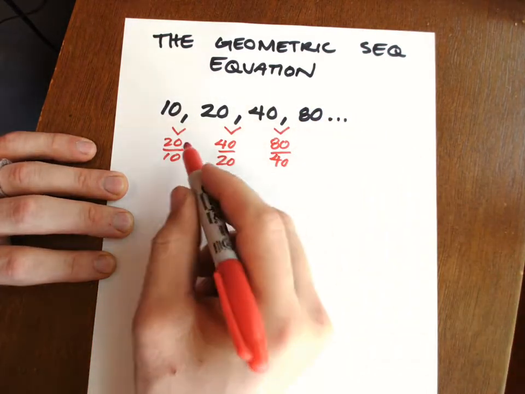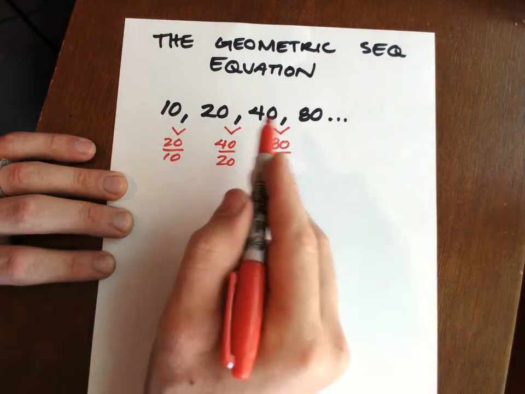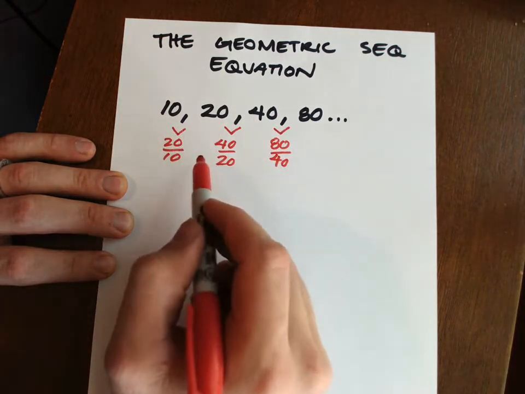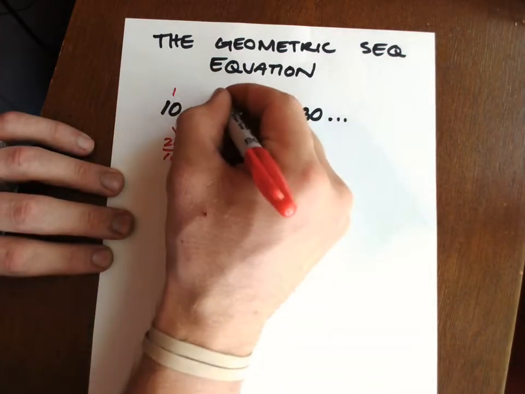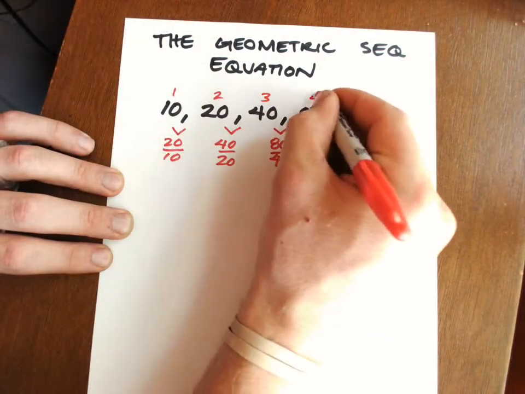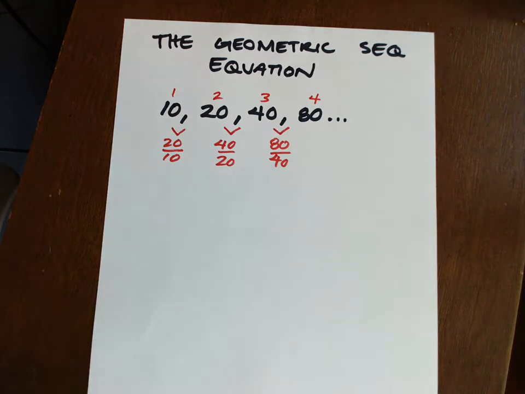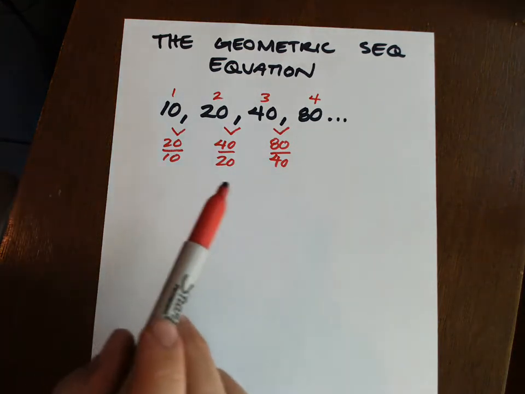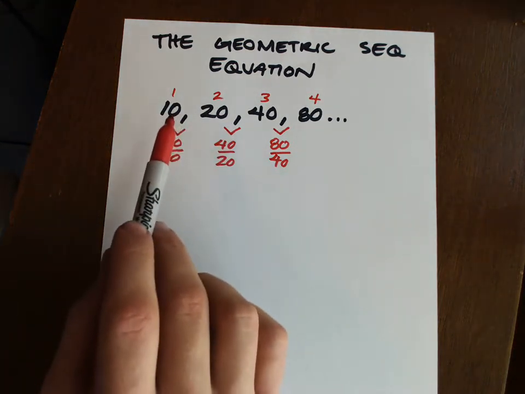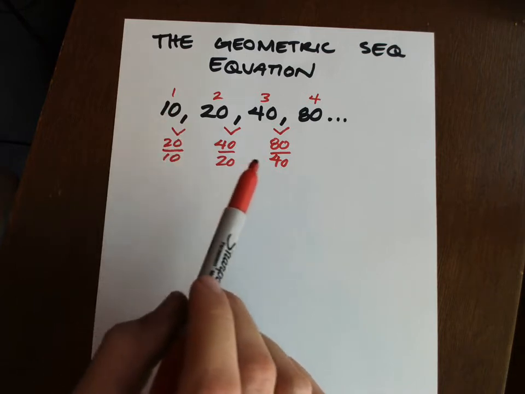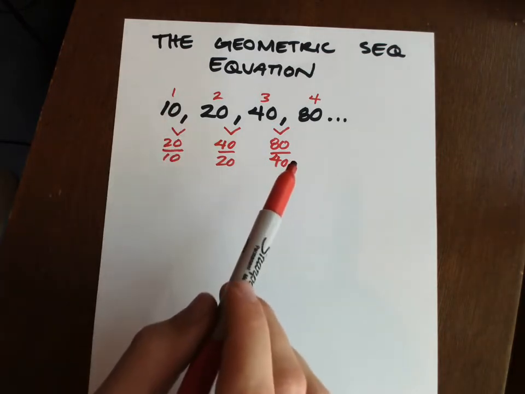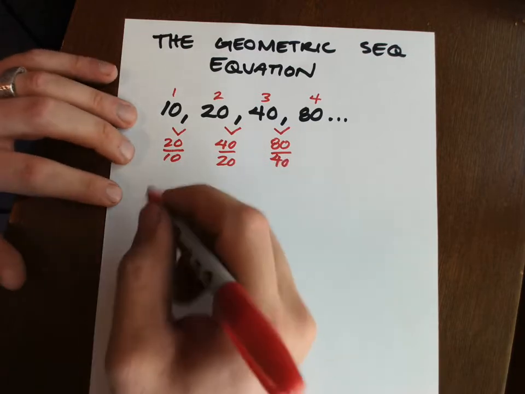So the ratio, which is the word that we use to describe what we're multiplying by, the ratio for this pattern is 2. Now, this is going to be the first, second, third, and fourth number in the sequence. And when we go to write the equation, we're going to use only the starting value and how many times we're multiplying by 2. And here's what I mean by that.